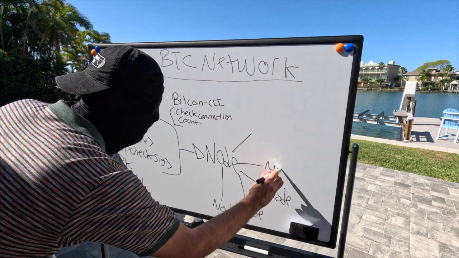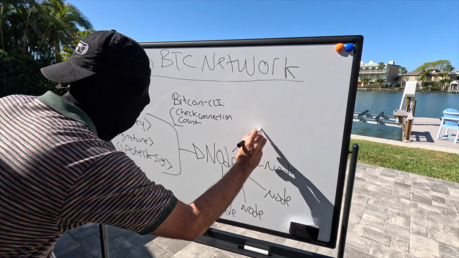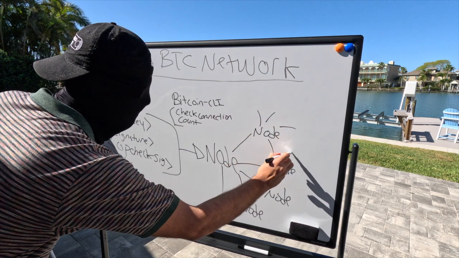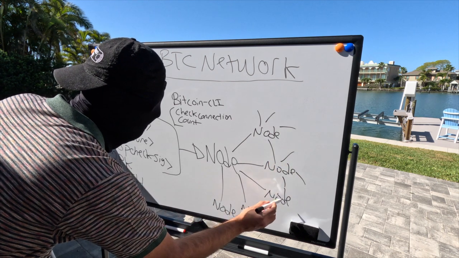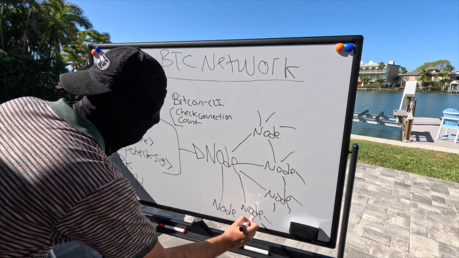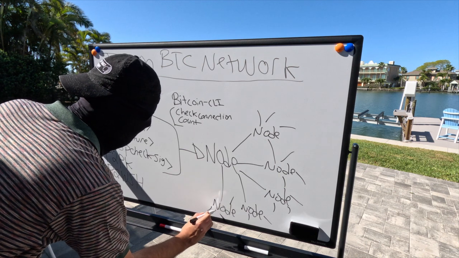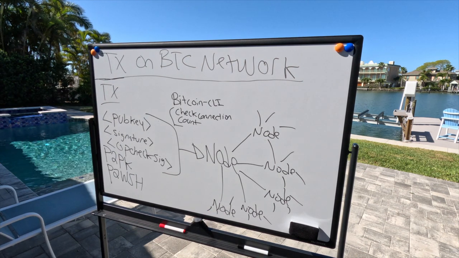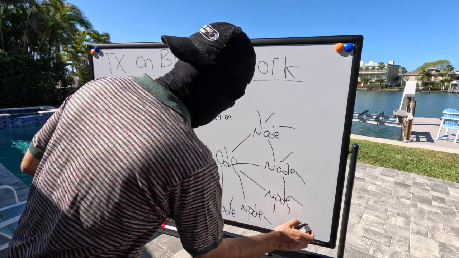So we're relaying this transaction to the Bitcoin network. And then these nodes are connected to other nodes. These nodes are connected to other nodes. These nodes to other nodes, etc. All right. So this is kind of how a transaction looks like. And then I'll actually even go further once I explain what a Bitcoin node is.